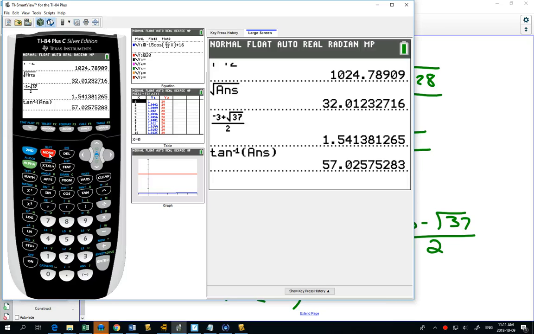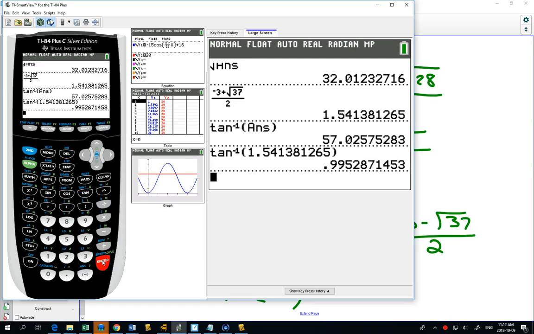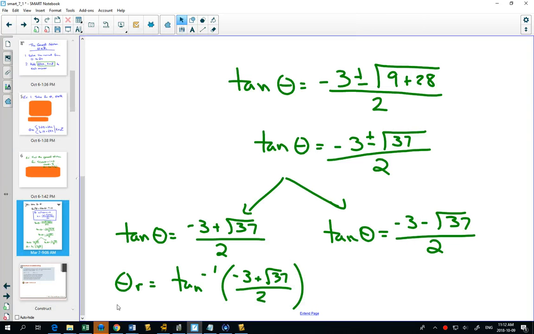So 1.54 is the value of theta? No, 1.54 is the ratio. That's what the negative 3 plus root 37 over 2 is equal to. And I want to do tan inverse of that number. So there's my reference angle, 0.995.